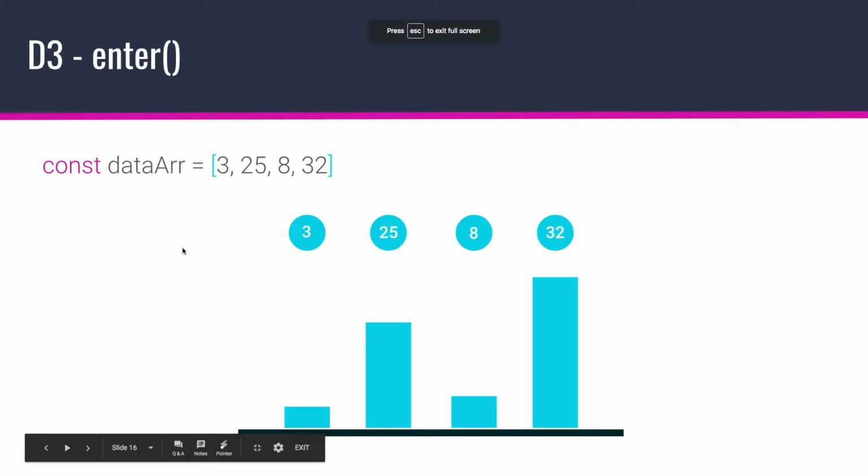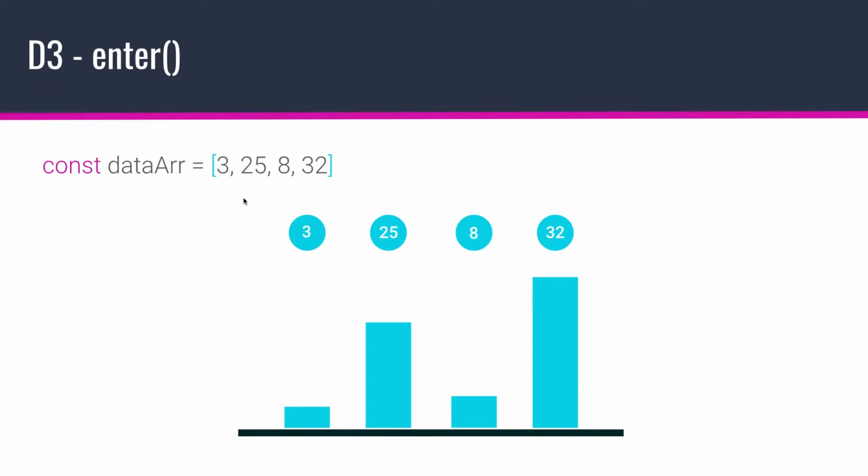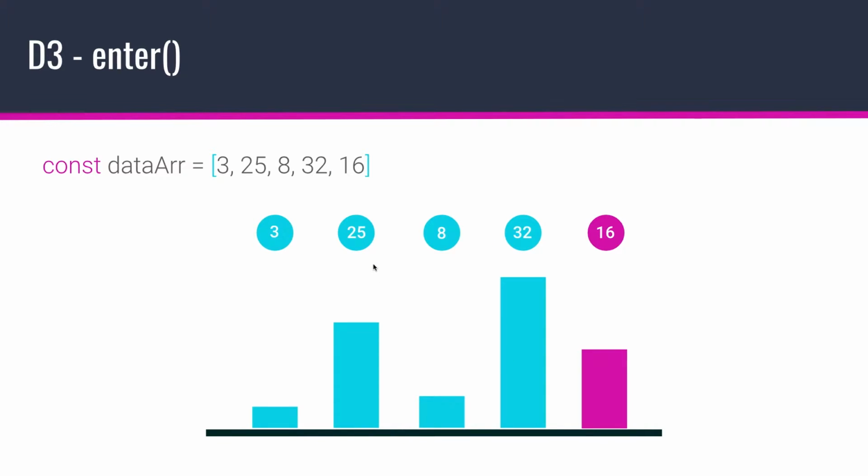So let's picture this. We have a data set, an array, and let's say we have these 4 elements in the DOM represented over here. What enter is going to do is, when I have a new element coming into the DOM, it's going to update it. It's kind of like a life cycle hook that D3 can give you. There's the enter, update, and exit.